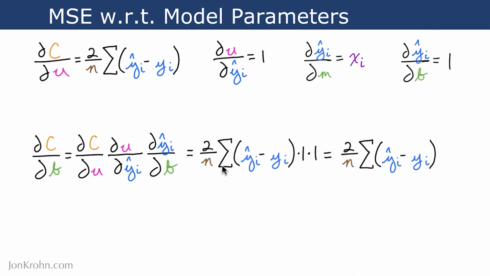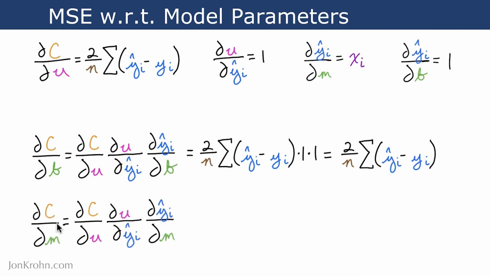So we can just drop in. We've got ∂C/∂u first. The second one is ∂u/∂ŷ, and that's just 1. And same thing for ∂ŷ/∂b, it's just 1. So multiplying 1 times the rest of this, we're left with just this expression, which is actually also ∂C/∂u. But this is ∂C/∂b, so the partial derivative of mean squared error with respect to our regression model parameter b.